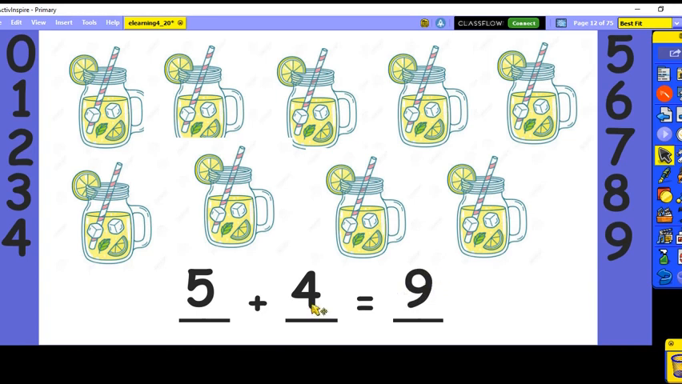If we did the related fact, we could change the order of the addends around. 4 plus 5 equals 9. 5 plus 4 equals 9.